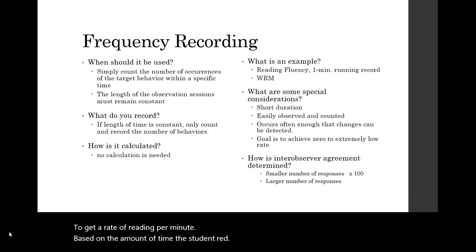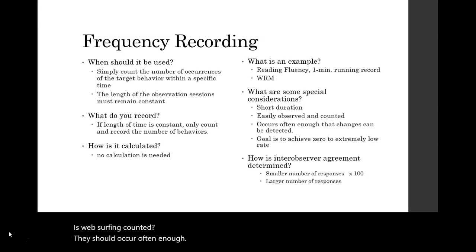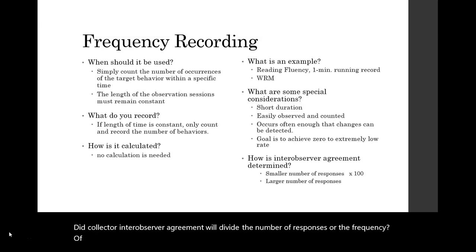Some special considerations are that the behaviors need to be of relatively short duration, easily observed and counted. They should occur often enough that changes can be detected, and the goal is to achieve 0 rates of the behavior. To collect your inter-observer agreement, you will divide the number of responses, or the frequency, of one observer by the number of responses or the frequency of another observer.